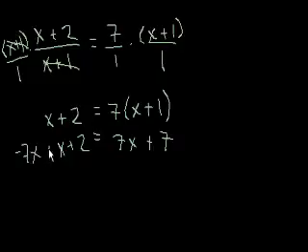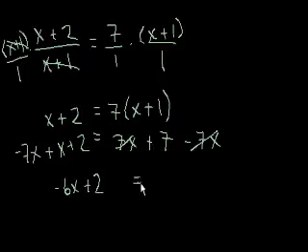Minus 7x, plus minus 7x. On the right-hand side, these two 7x's will cancel out. And on the left-hand side, we have minus 7x plus x. Well, that's minus 6x plus 2 is equal to, and on the right, all we have left is 7. Now we just have to get rid of this 2, and we can do that by subtracting 2 from both sides.